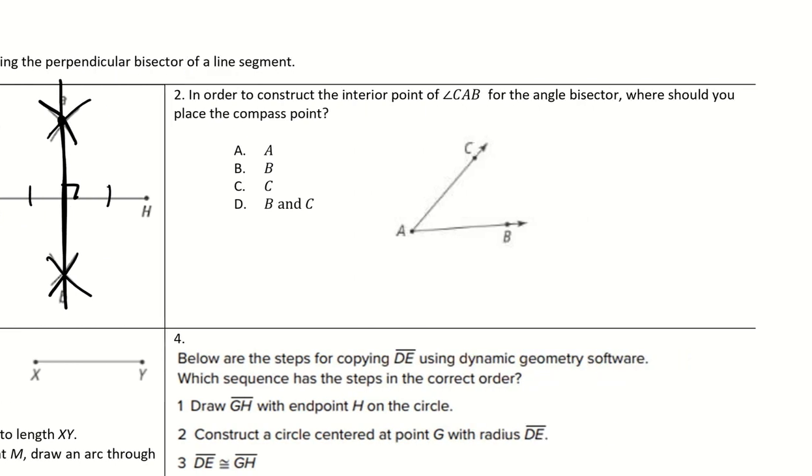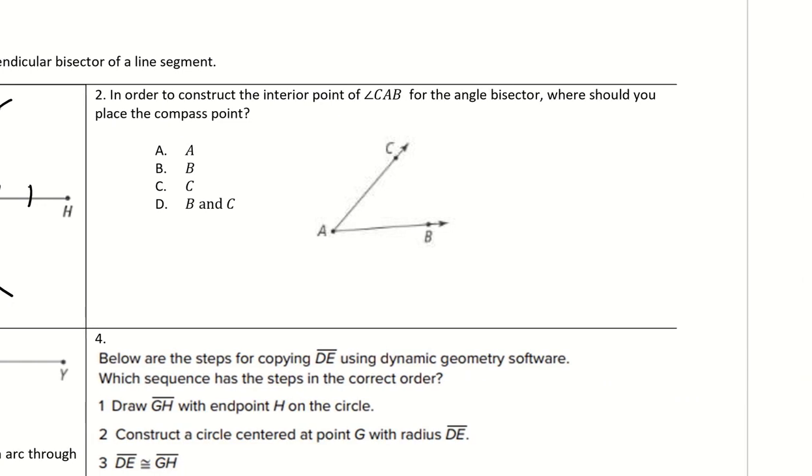So number 2, in order to construct the interior point of angle CAB for the angle bisector, where should you place the compass point? So I'm going to run through the steps of how to do it, and then we'll answer the question, just to remind you. So first off, we have this angle. So in order to do the bisector, you would have to place a compass here, point, and then let's say this is the pencil end. And then you're going to draw an arc there. And then you're going to, keeping the same setting, you're going to put the compass point here.